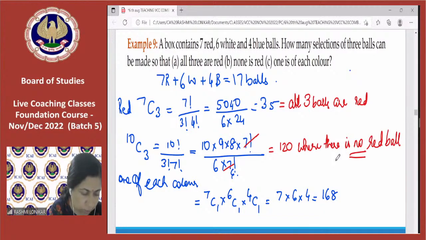Yes, Vishnu, which sum? This sum you want me to repeat? Just let me know which sum you want me to repeat. Okay. Kirti, it's not 166, it is 168, right? Vishnu, let me know.